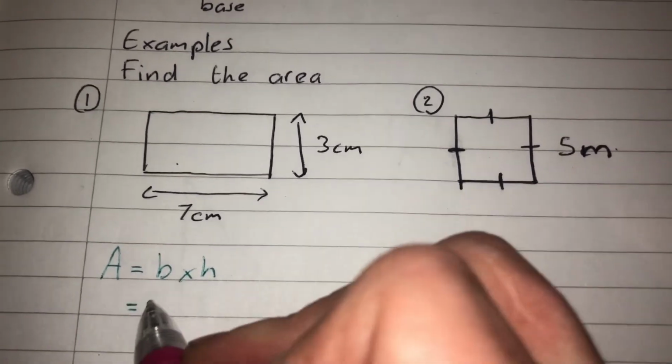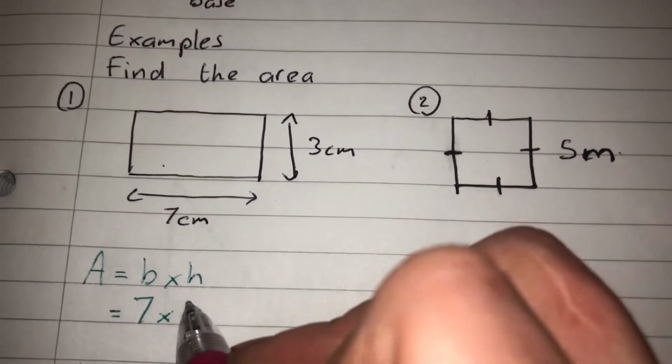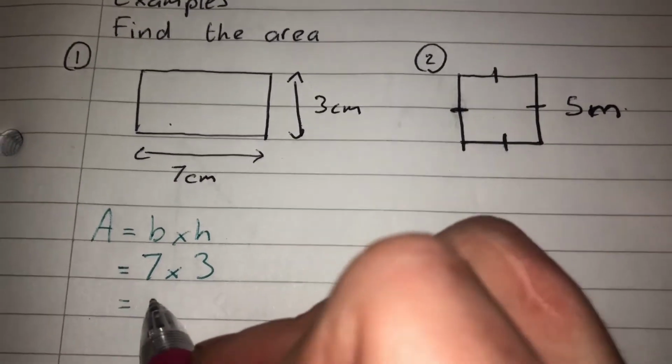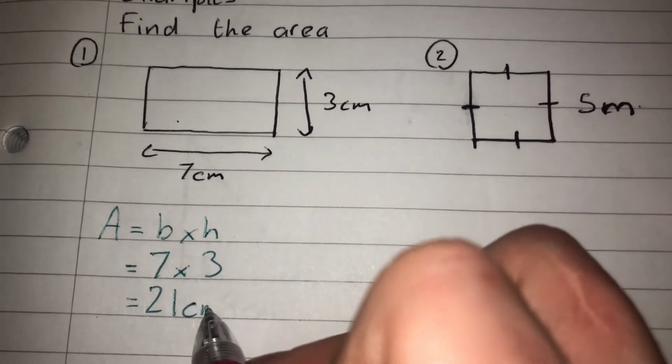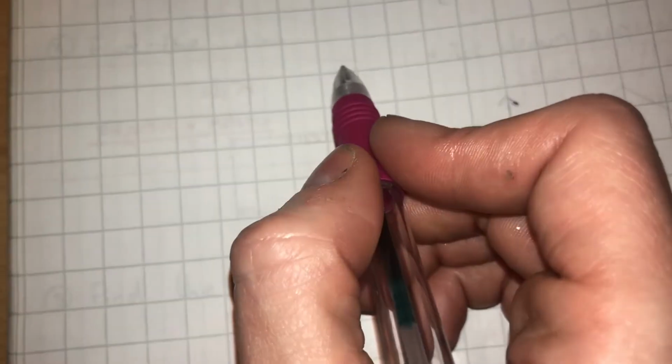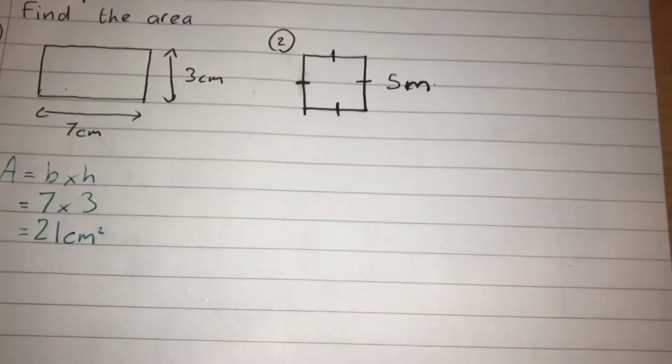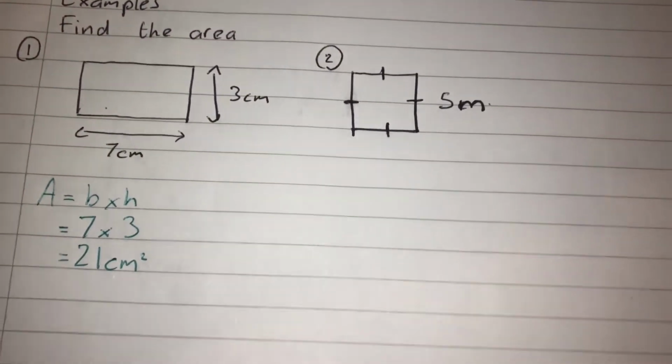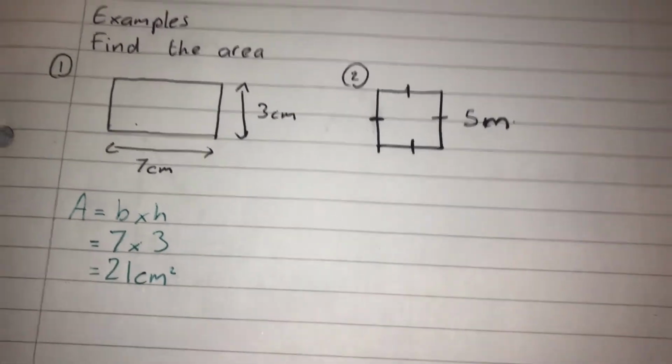So the base is 7, the height is 3, so 7 times 3, 21 centimeters squared. So again, if this was drawn accurately onto squares like this, and again, if you have square paper available, you could draw 7 centimeters long, 3 centimeters tall, and then count the squares in the middle, and you would see that you would have a 21 centimeter squared rectangle. Okay, but when it's not drawn accurately, this is the formula that we use.